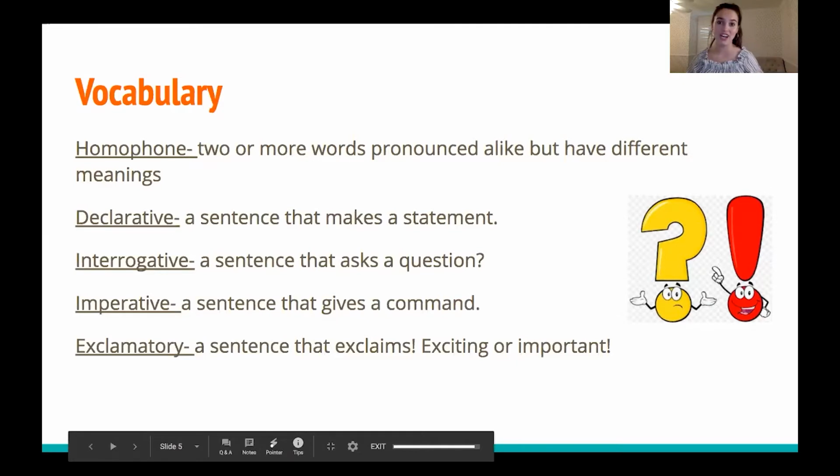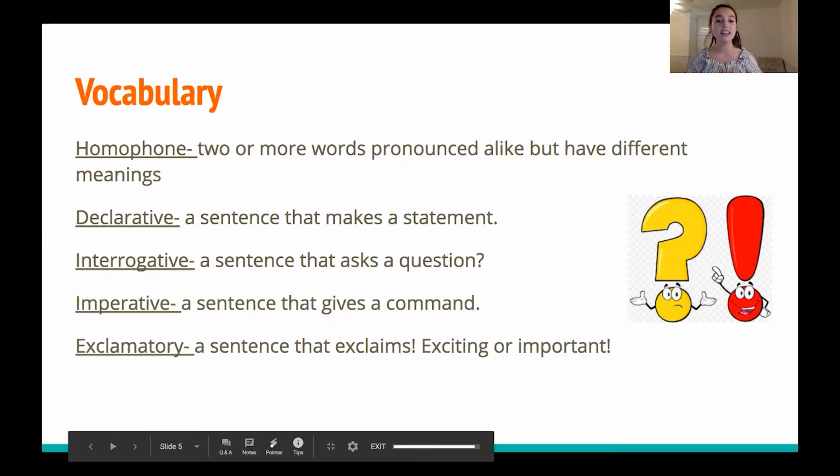Next is imperative. Imperative is a sentence that gives a command. So it is giving us a command to do something. An imperative sentence will often have a period at the end, just like a declarative sentence. And again, I will give you guys examples of that as we move on.